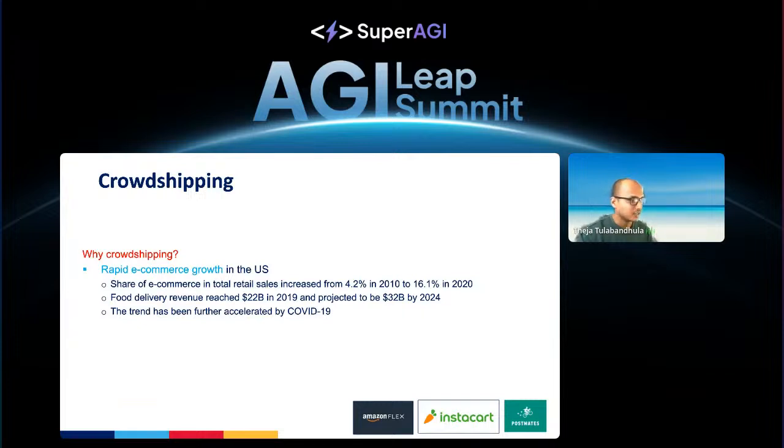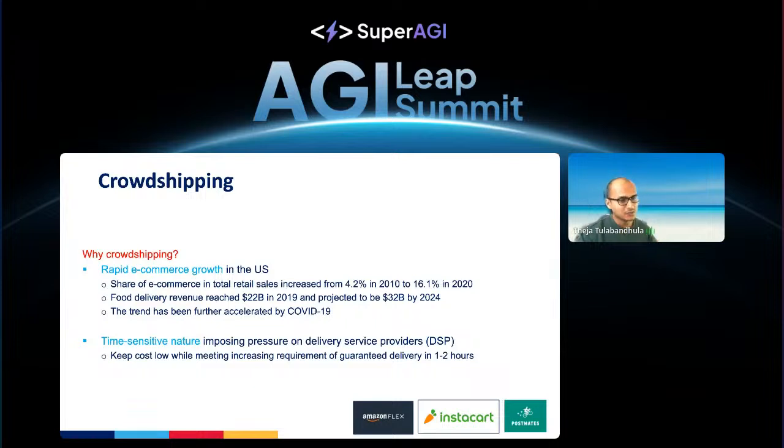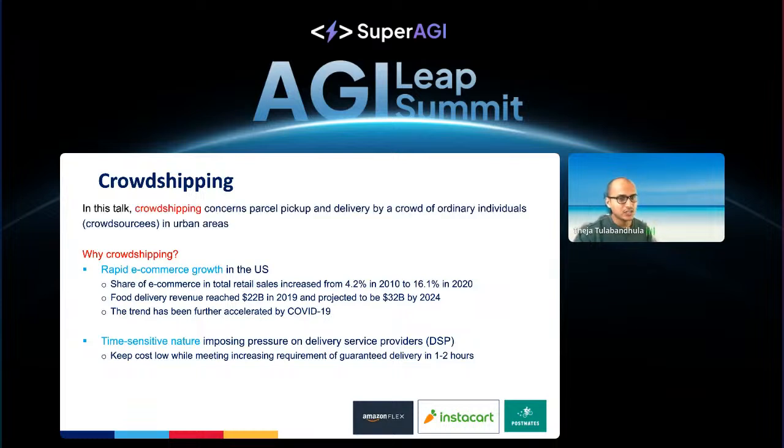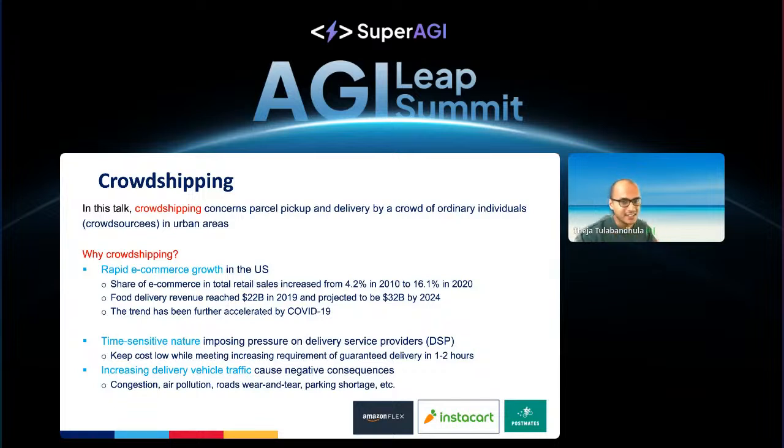Okay, so why crowd shaping? Crowd shaping is a great solution to the rapidly growing e-commerce as well as related areas in the United States and elsewhere. And here are some numbers about how much the growth has happened over the past 5 years. There is a time-sensitive nature to this problem, and that's why a centralized way to do this delivery is pretty hard to do. And there's a huge time pressure on the delivery service providers. And lastly, if you use large delivery solutions like trucks, for example, there's a negative externality to them. And so, the alternative is to see if you can achieve crowd shipping using ordinary individuals in a gig economy like setting.